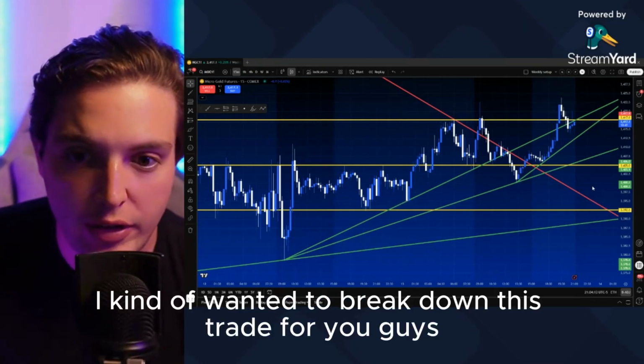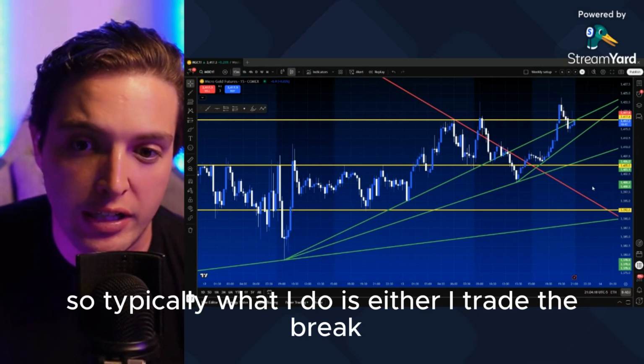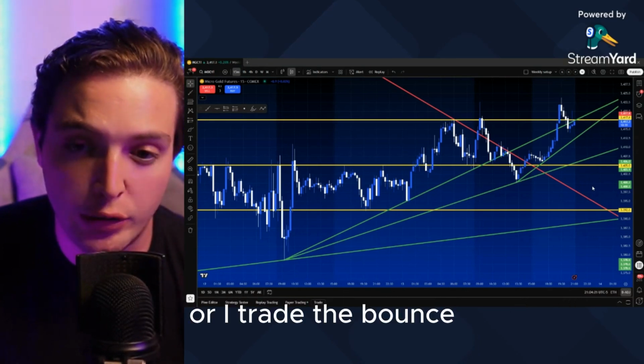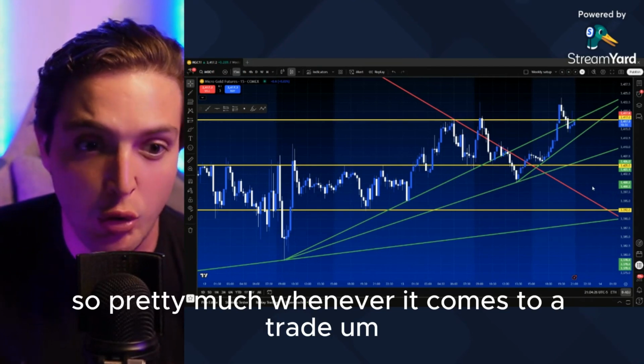So I kind of wanted to break down this trade for you guys. Typically what I do is either I trade the break or I trade the bounce. So pretty much whenever it comes to a trade, there's two ways of going about it.